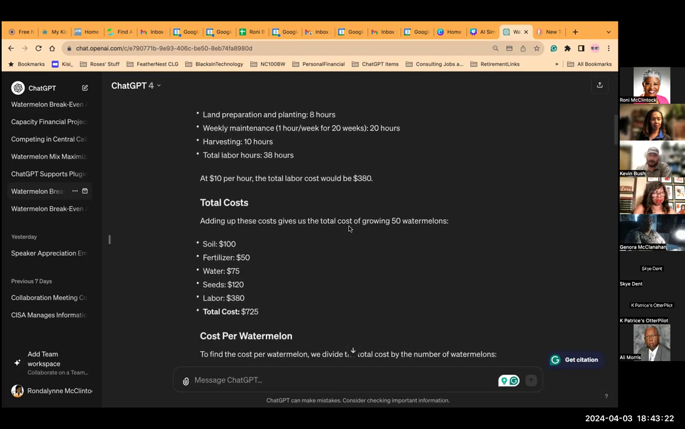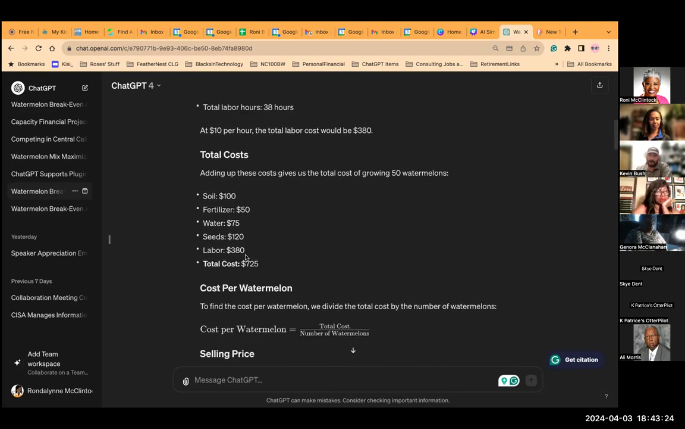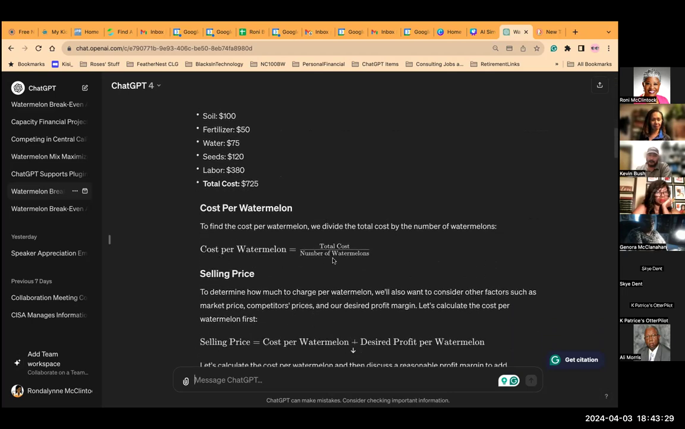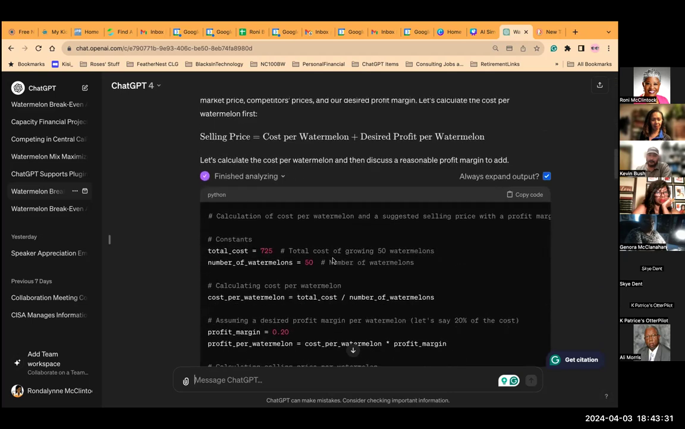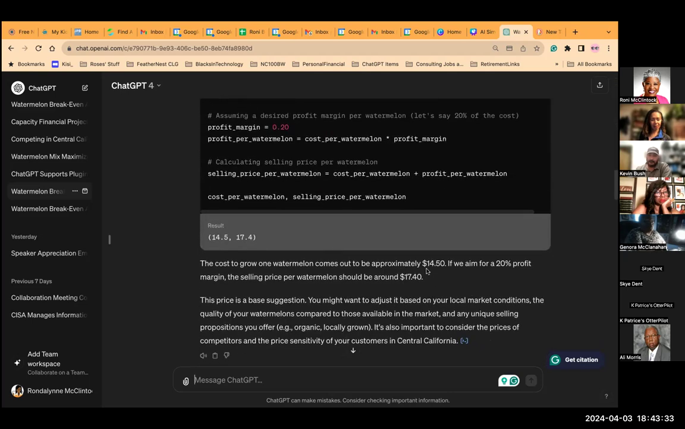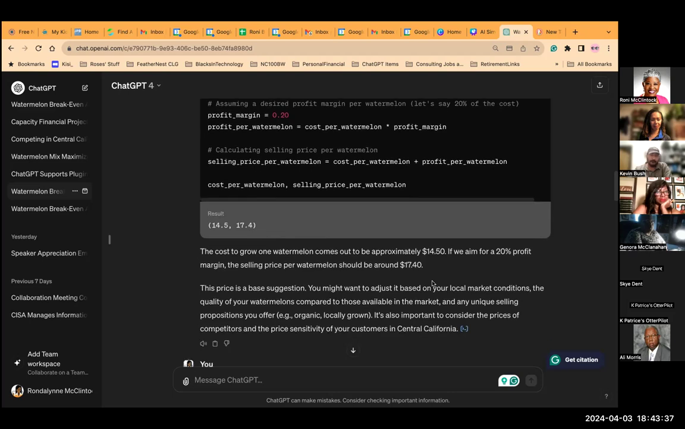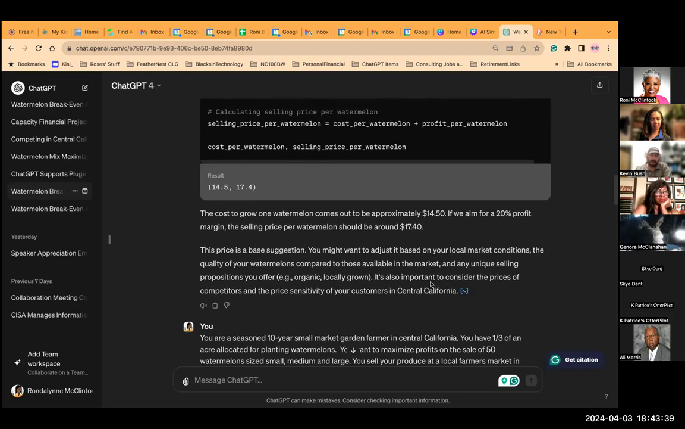And it actually gave me, see, my total costs here were $725. It gave me a cost per watermelon, based on that, of 14.50 and 17.40 if I put in a 20% profit margin. So you want to play with it a little bit. Remember, this is your first cut. You're not going to come to ChatGPT, put all this in and then run with it.